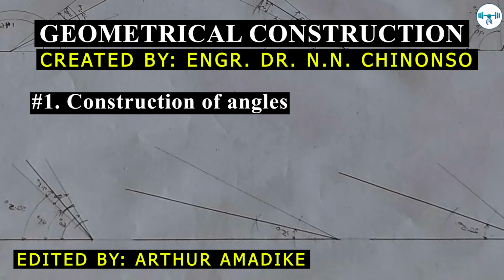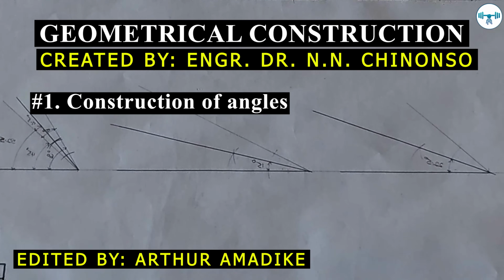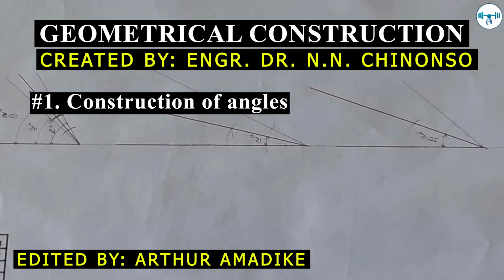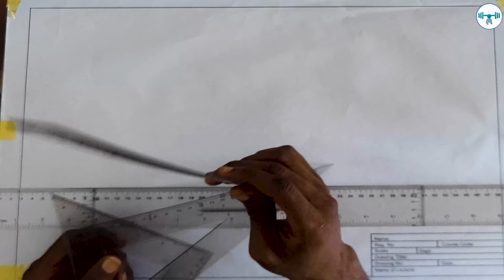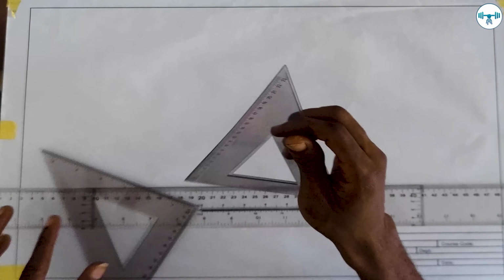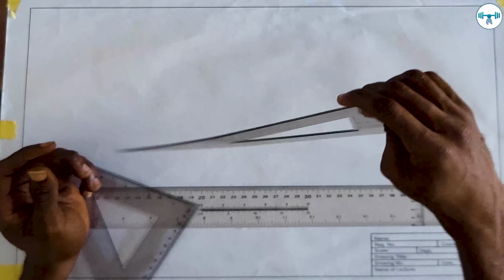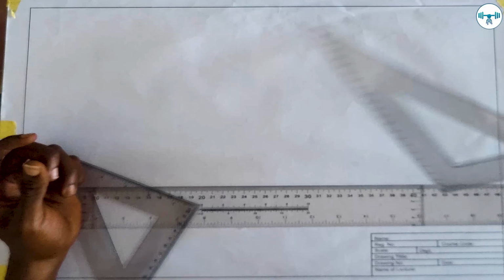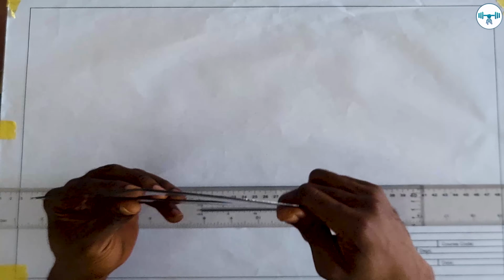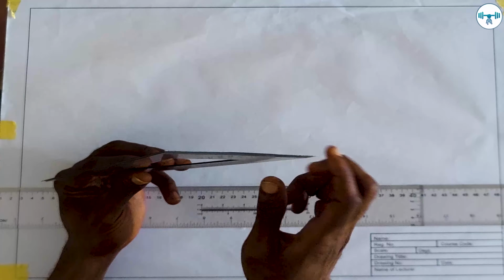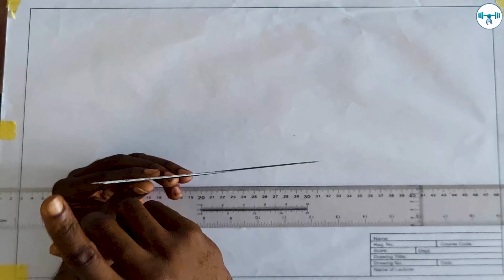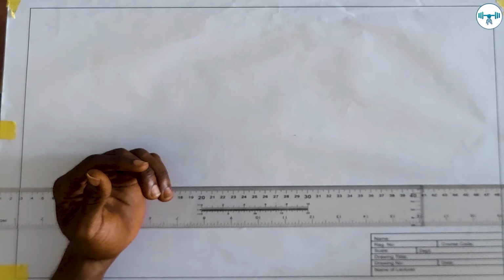Okay, so first of all, I'm going to show you our tools or our instruments we're going to be using. So I have my ruler. Of course, you know what the ruler is used for, making your measurements. And we have our set squares, definitely two, our 30, 60, and our 45. So this is the 45 degree set square. You know what it's used for.